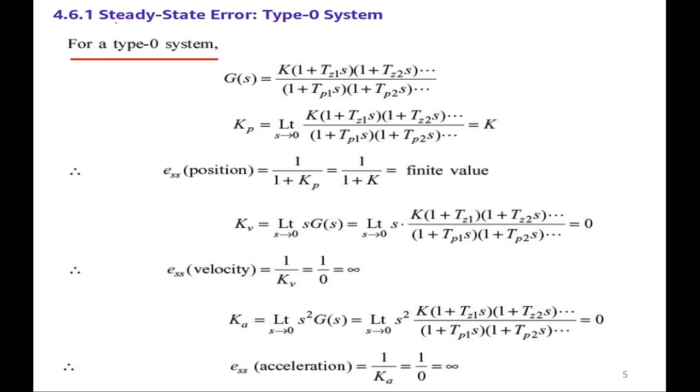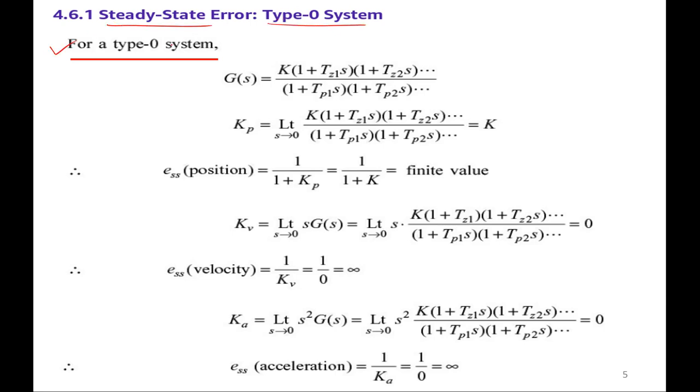Types of control system we have seen based on the location of the poles or number of integrations, right? Then next we will see the steady state error associated with the types of control system, type 0 system, type 1, type 2. What are the steady state errors that are associated with type 0 system, type 1 system and type 2 system? We'll see, right? We'll not go for type 3, type 4, right? We'll restrict our study to type 0, type 1, type 2. Okay, we'll see for type 0 system.